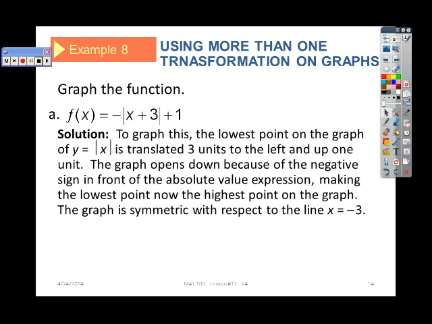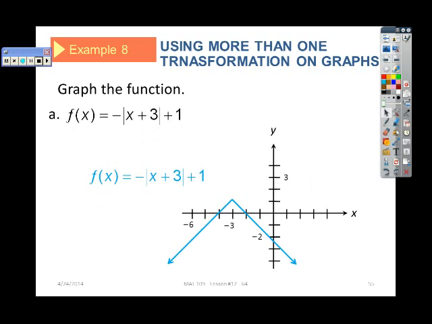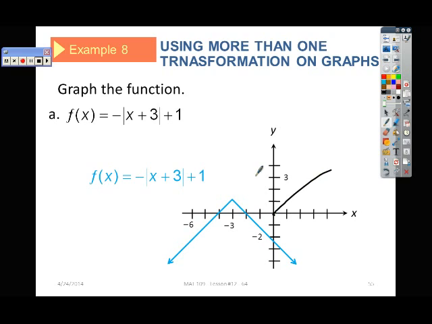So you could start with the basic function, translate it. You could start with it here. Translate it over to here, because it's a plus, so you go here. Reflect it so that it goes down here, and then move it up, and you finally wind up here. So we're really just stacking these transformations one on top of another.